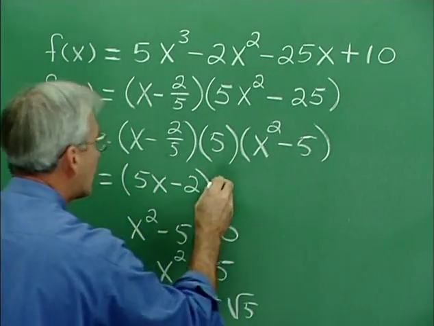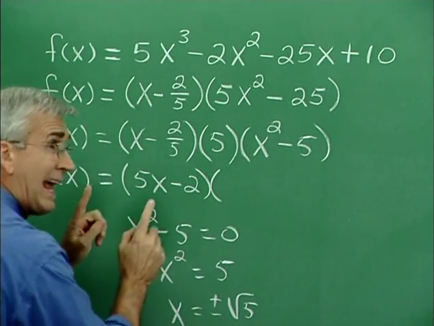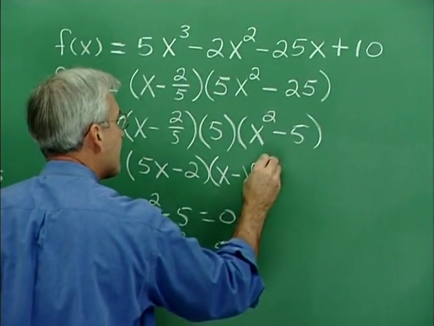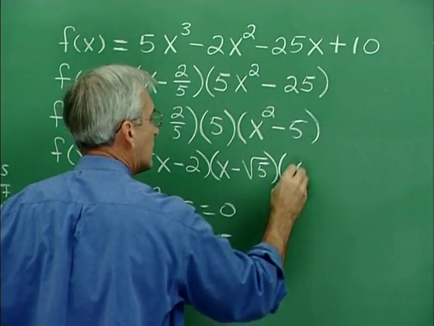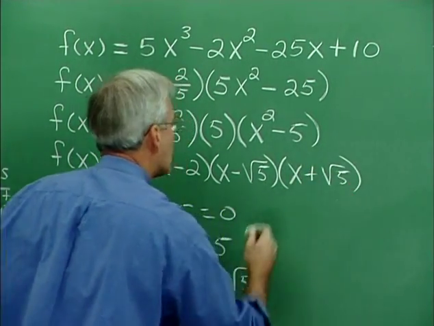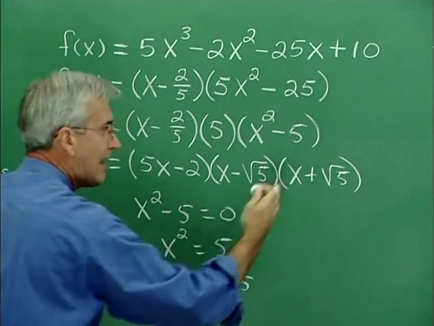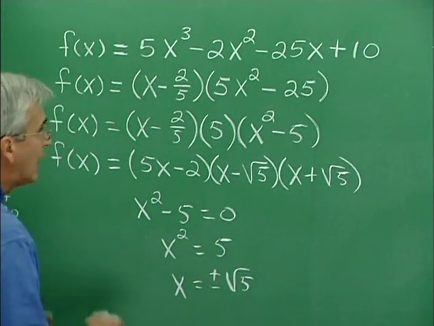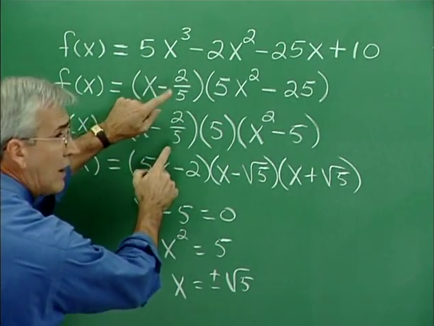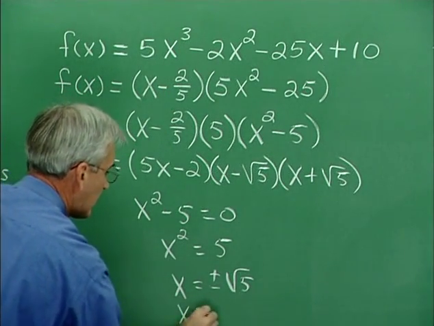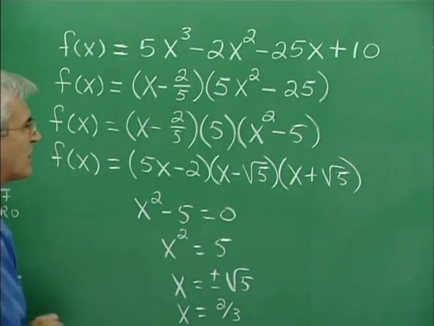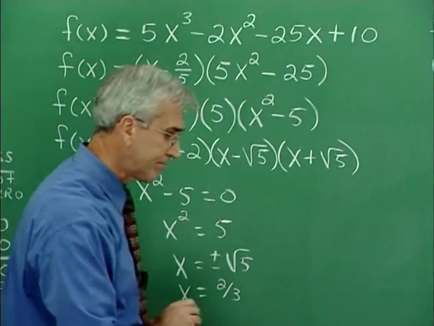And now this factors to, well, let's see, it's x minus each of these. So x minus the square root of 5 and x minus the negative of square root of 5, or x plus the square root of 5. So here then are our 3 linear factors and our 3 zeros. Well, let's make sure we understand what they are. Here are 2 of them, and the other one was found earlier as 2/5. So x equals 2/5 is that third zero. All right, so we have zeros and the same number of linear factors as we expected.